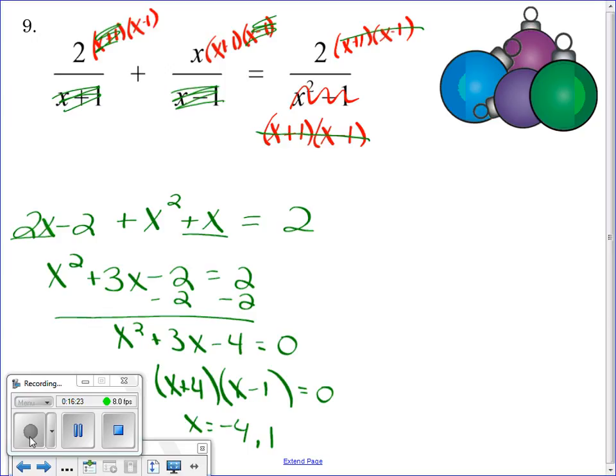Good. 1 is not good because your last step was check for extraneous. Your restrictions would have been negative 1 and positive 1. So that one is no good. So just negative 4. Good.